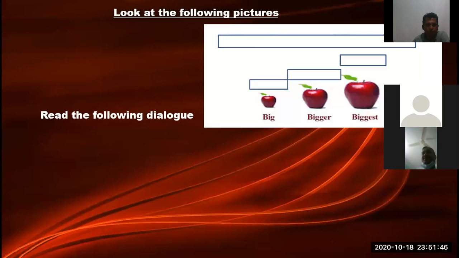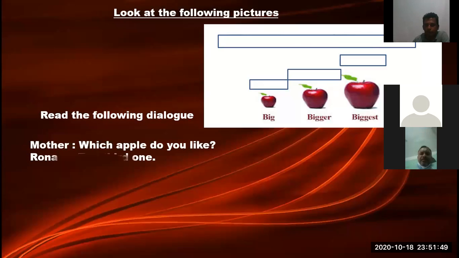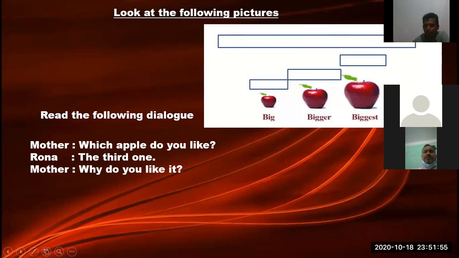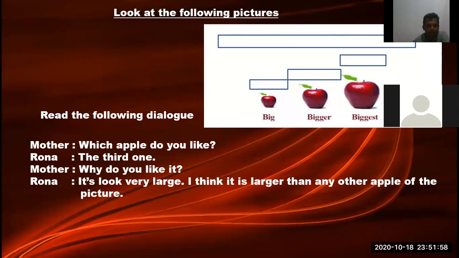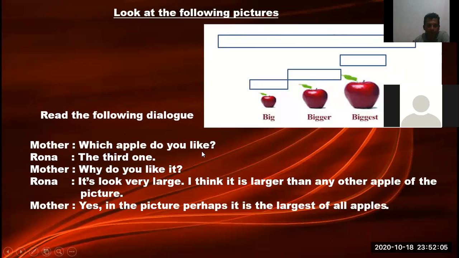Then here is a dialogue for you. Read the dialogue. Which apple do you like? Luna. Mother, which apple do you like? Rona, the third one. Third one means the biggest. Why do you like it? It looks very large. I think it is larger than any other apple in the picture. This is the larger apple, the largest apple of the three. Mother, yes, in the picture, perhaps it is the largest of all apples.